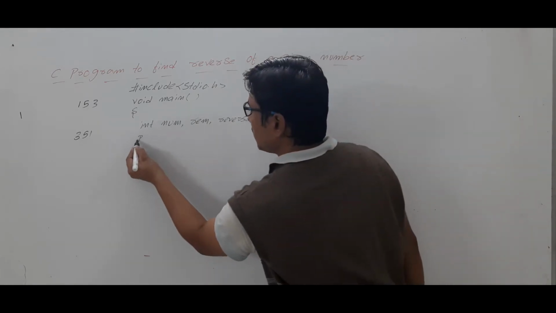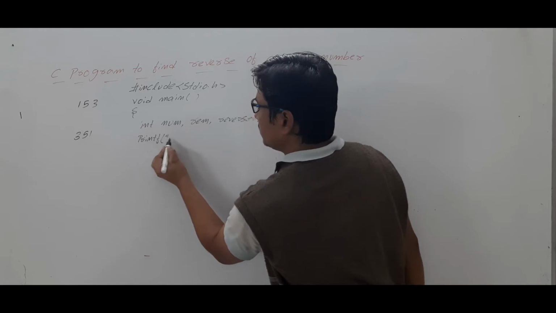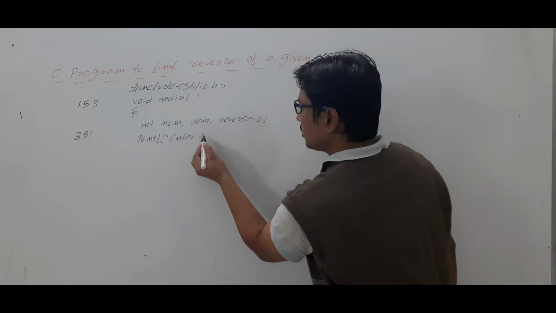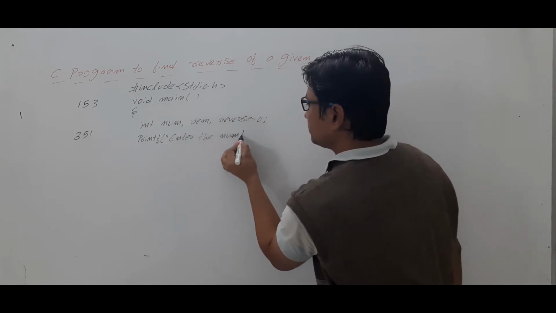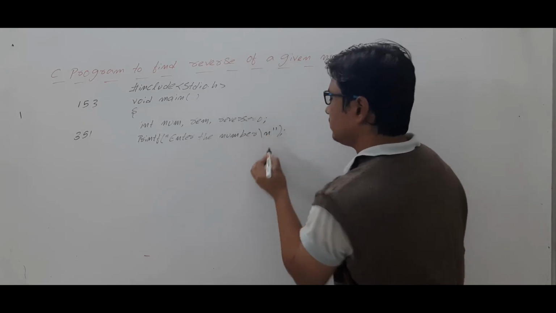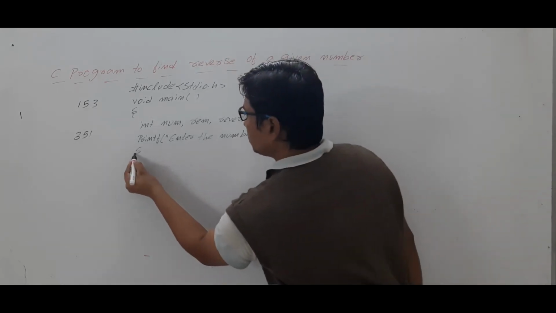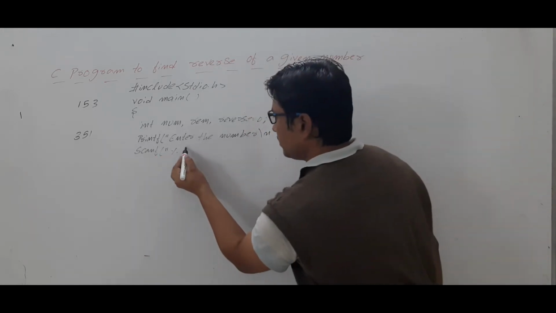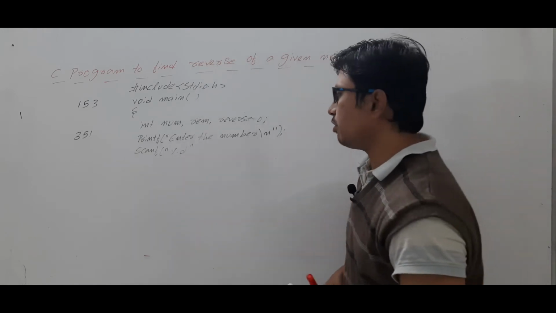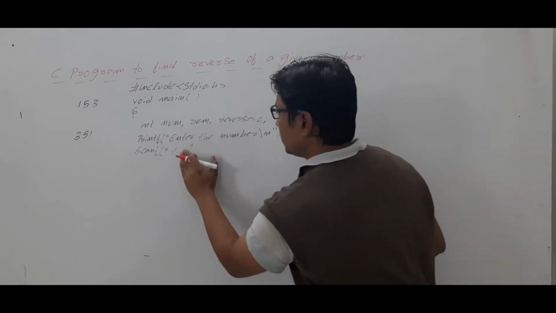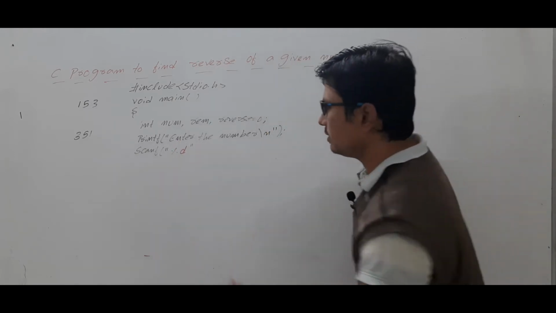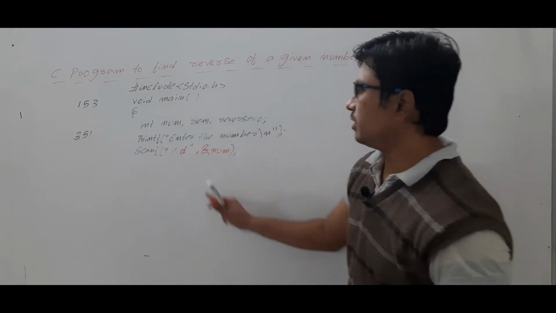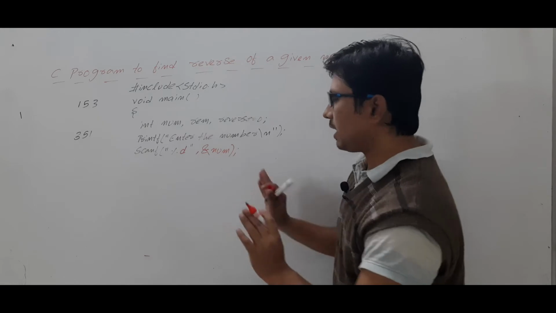First, I need to ask the user to enter the number. So I am using an inbuilt function called printf to display this on the console: "Enter the number". I am using \n, which is a new line character. Now whatever number the user enters, I need to read it, so I am using an inbuilt function called scanf. As I am reading an integer, I am using the format specifier %d. I hope it is visible. If it is not visible, let me write it. And then I need to store it in the address of the variable num. Now I have read the value.